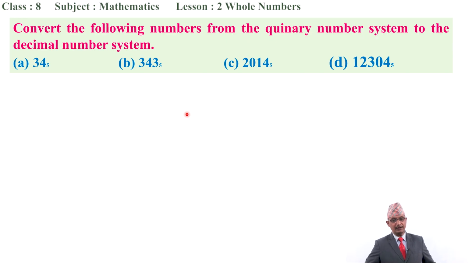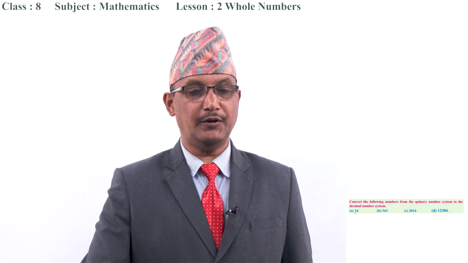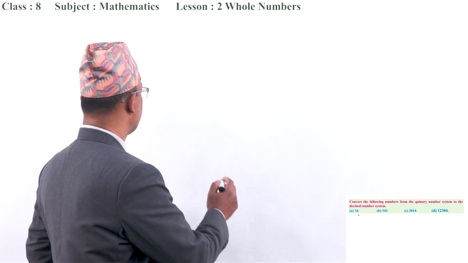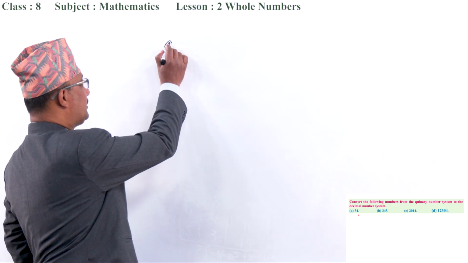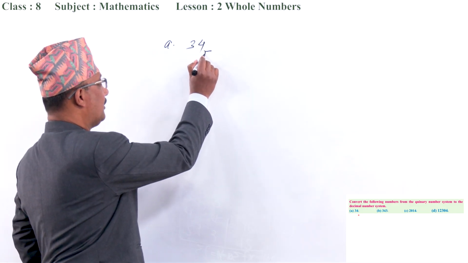So how can we convert? Yes, can we do this first question on the board? 34 base is 5. Okay, look here. A number question is 34 and its base is 5.